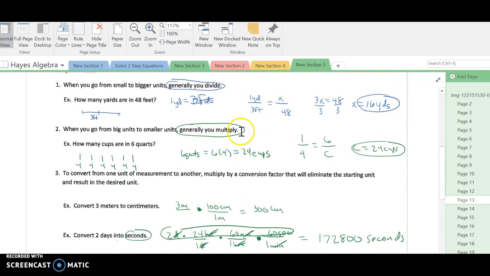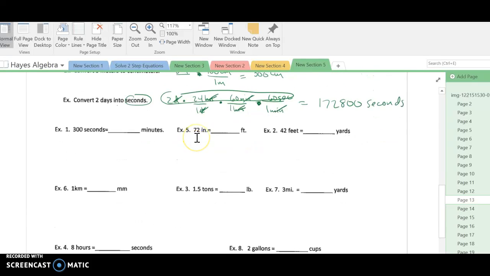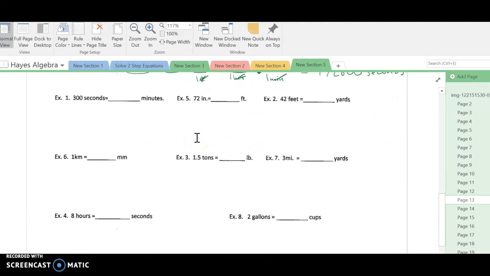Okay, so let's look at a couple of examples here. For these conversions, 300 seconds is equal to how many minutes? Well, we know 1 minute is equal to 60 seconds. So that is going to equal how many minutes in 300 seconds?